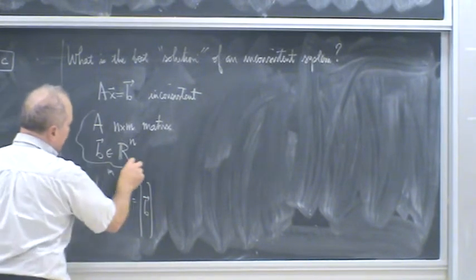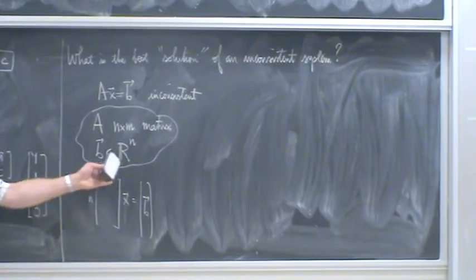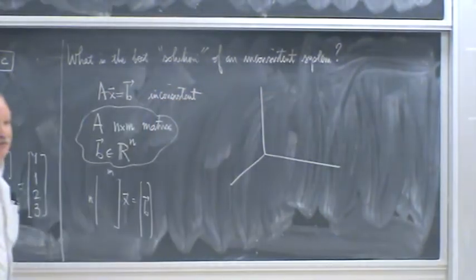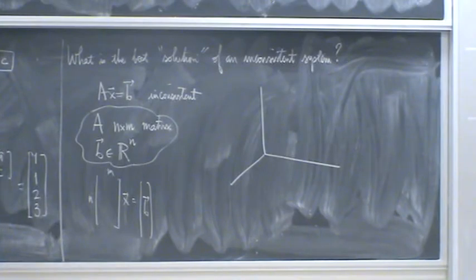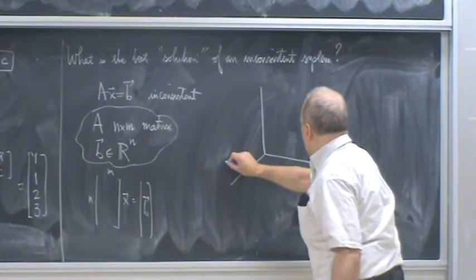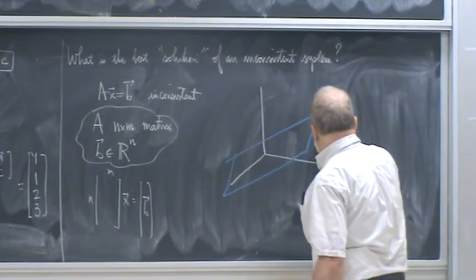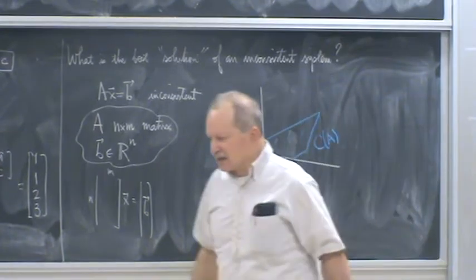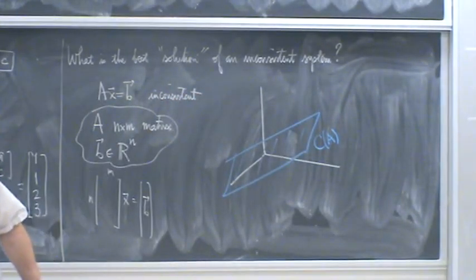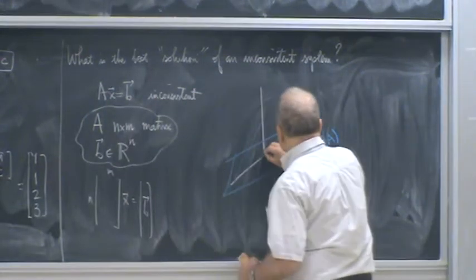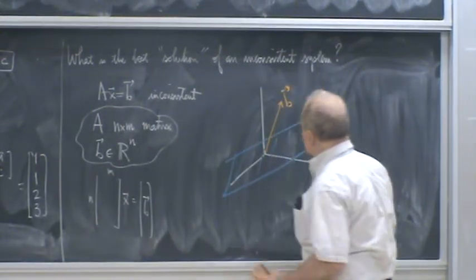So can you draw, is there some picture in Rn that says what inconsistency means? It means B is not in the span of the columns. Right, exactly. So you look in Rn at the column space of A. Nice subspace. Consistency is the statement that B is in the column space, and inconsistency is the statement that B is not in the column space.